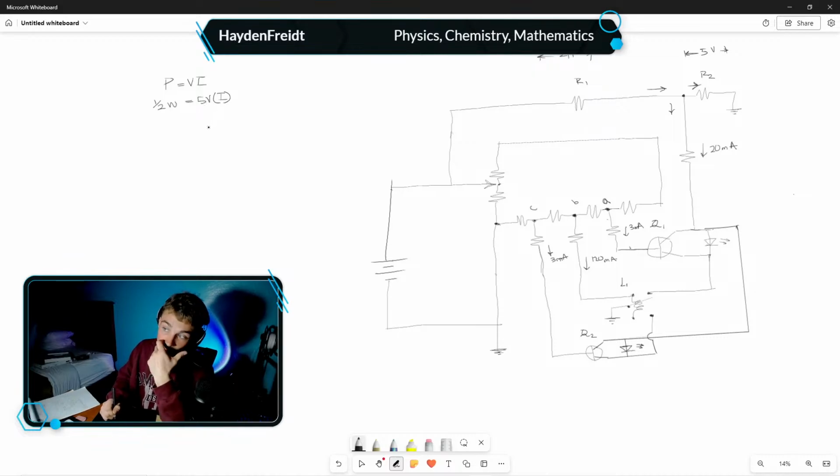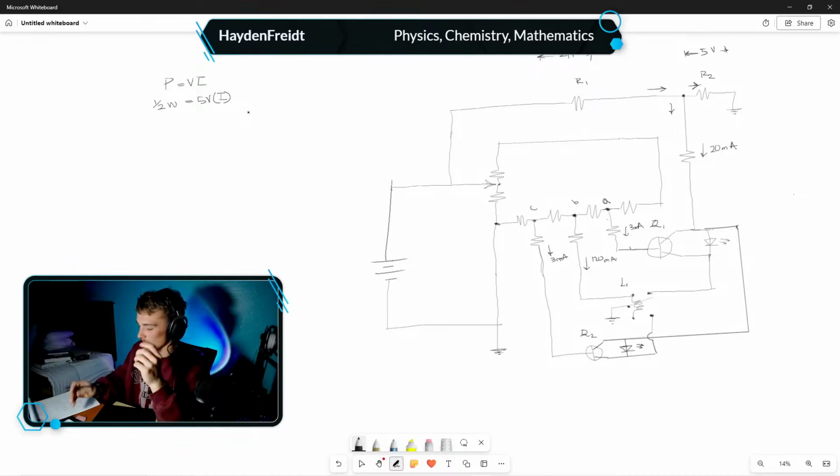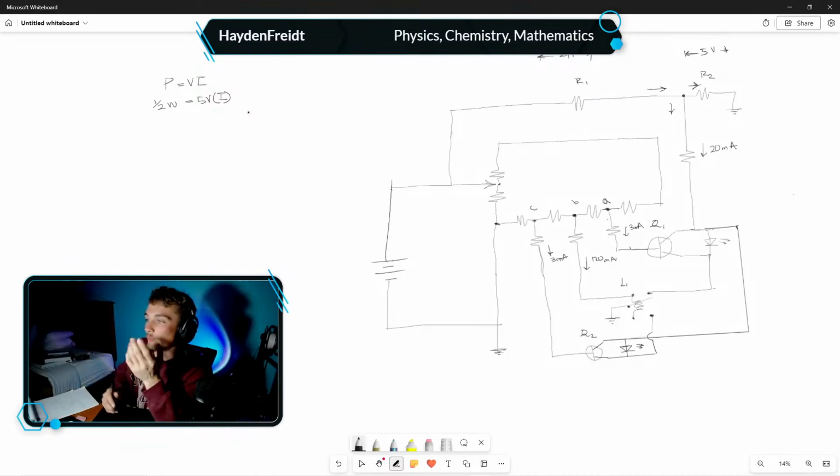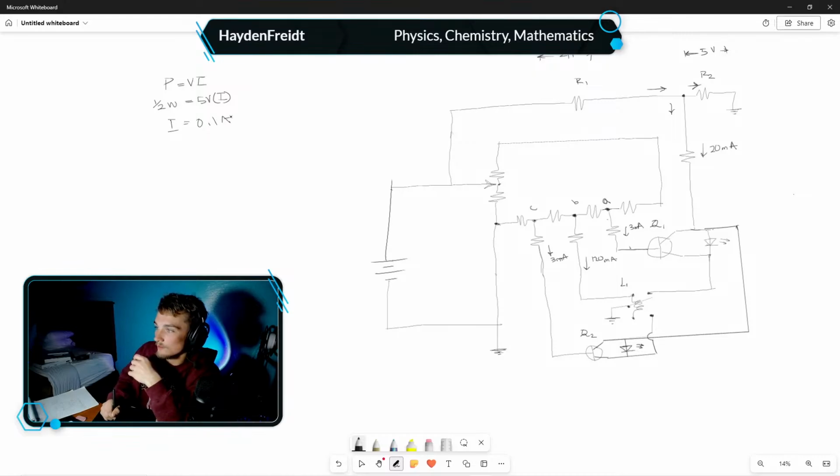If I have a half watt resistor and I have 5 volts, through algebra we can determine the current. Okay, 0.1. Maybe I'm an idiot for not being able to do that real quick. 0.1 amps is the maximum current we can have, and that's 100 milliamps. That's the maximum current that we're capable of running through a half watt resistor that has a voltage drop of 5 volts across it.